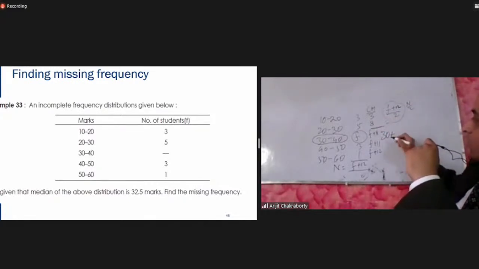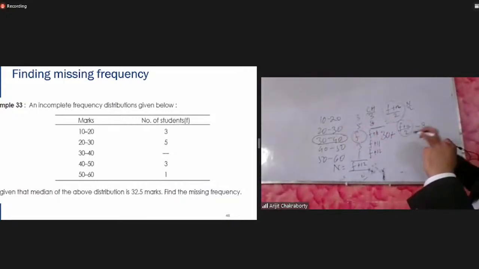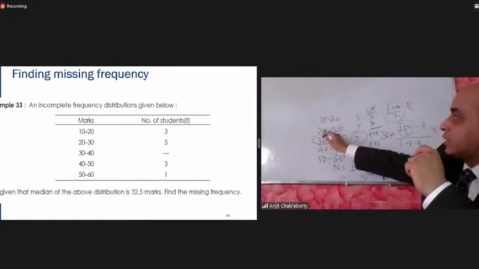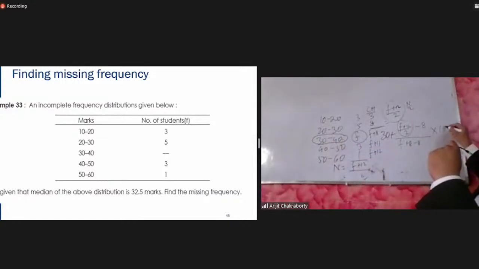So the formula will be 30 plus ((f plus 12) by 2 minus 8). 8 is the cumulative frequency of the preceding class. This is divided by (f plus 8), which is the frequency of the median class, minus 8, multiplied by the class interval. Please note the class interval is 10. It's all continuous: 20, 30, 40. The class interval is 10.